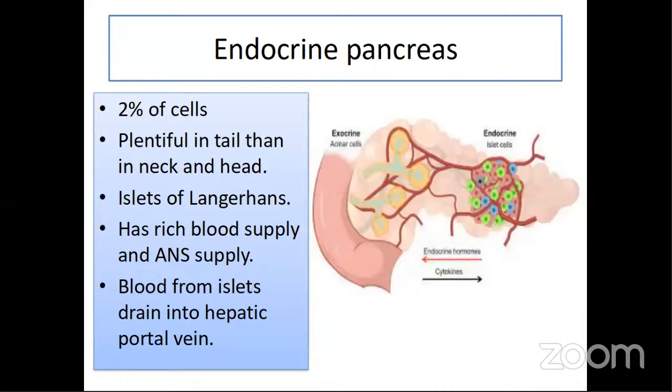Another peculiarity of this structure is that the blood from the islets directly drains into the hepatic portal vein. Understood? Can anyone please tell me the significance of that? The blood will be directly drained into the hepatic portal vein, so what is the significance of that? Can anyone please tell me? പറയാമോ ആർക്കെങ്കിലും എന്താണ് അതിന്റെ significance?